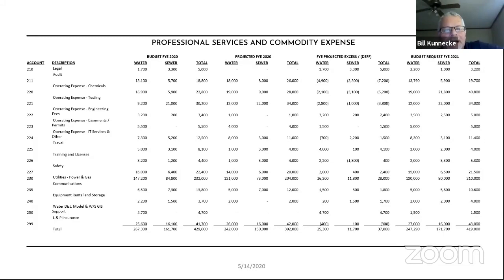That didn't sound right. I think safety is a line that has the budget item of 5,300, isn't it? Utility and power and gas? Which one is it? No, it's training licenses. 210.